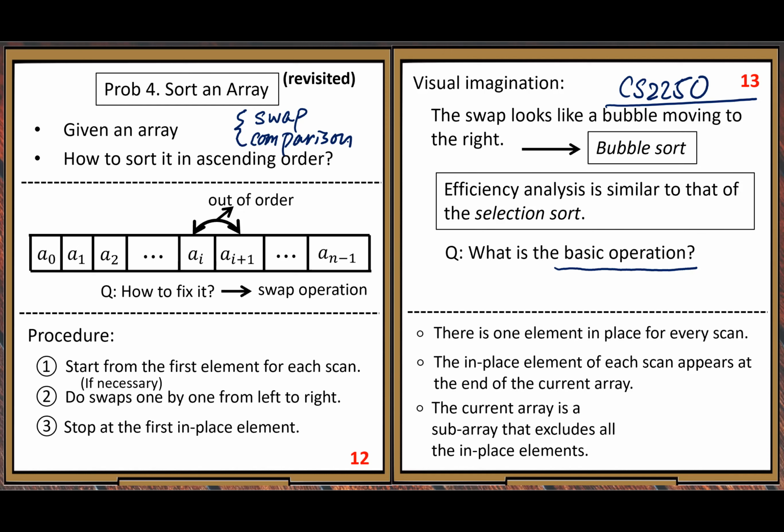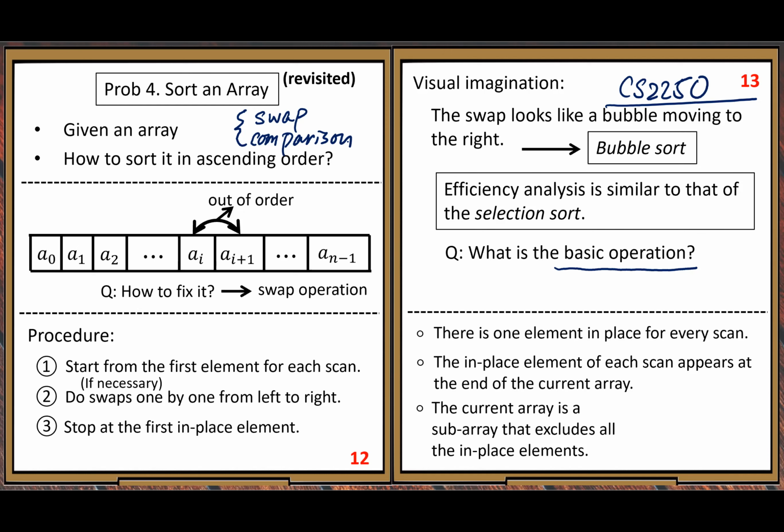Let me explain. Here we need to compare the swap and the comparison. Only when you discover an inversion do you do a swap operation, right? When you do not encounter an inversion, you do not do a swap operation, right? But every time you want to check if there is an inversion, you need to do a comparison, right? Think about it.